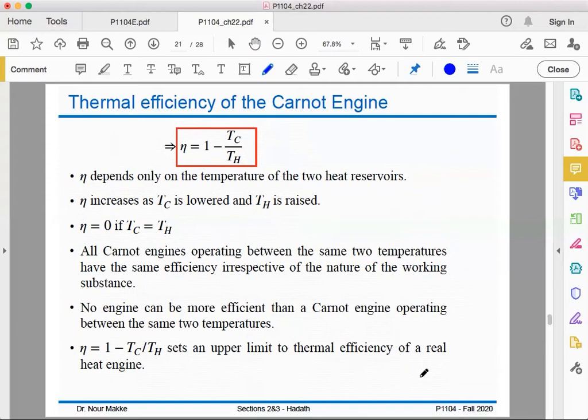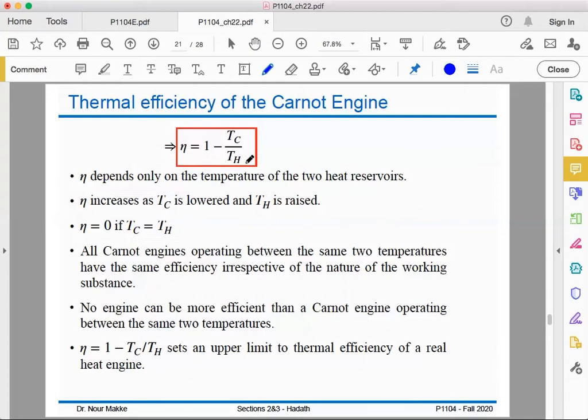Also, a few important things to say is that this equation, eta equals 1 minus TC over TH, we have derived in such a way that we used the working substance as an ideal gas. But what you need to know is that this equation is valid, okay, whatever the working substance is. So all Carnot engines operating between the same two temperatures have the same efficiency, eta equals 1 minus Tc over Th, irrespective of the nature of the working substance. So even if your working substance is not an ideal gas, you would still get the efficiency of the Carnot engine to be 1 minus Tc over Th.